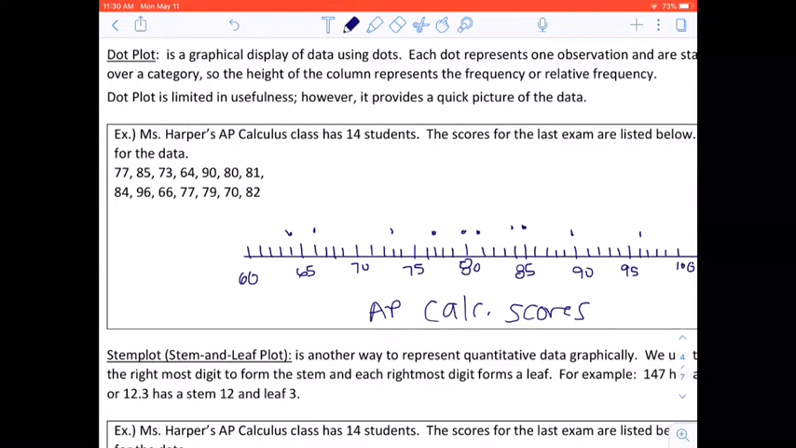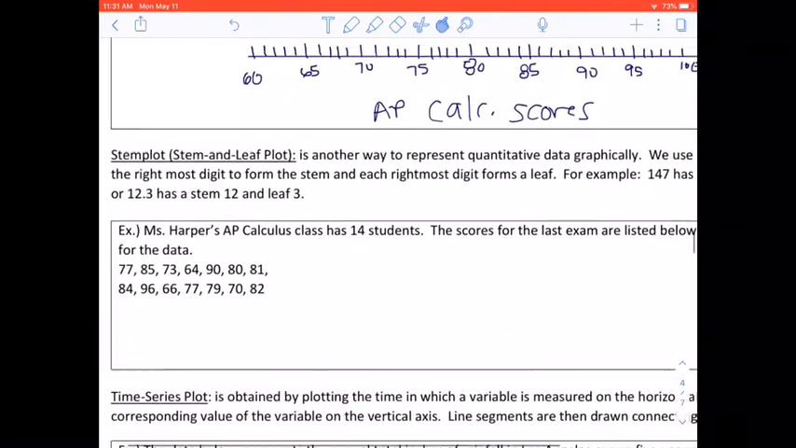77, which we already have, so since we already have a dot there, we're going to put the next dot right above it. So they line up in a vertical column. 79, 70, and 82. So it allows you guys to see each dot represents one student in this class. You should have a total of 14 dots.